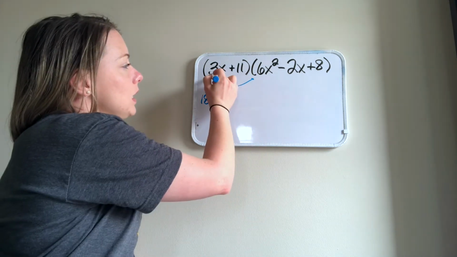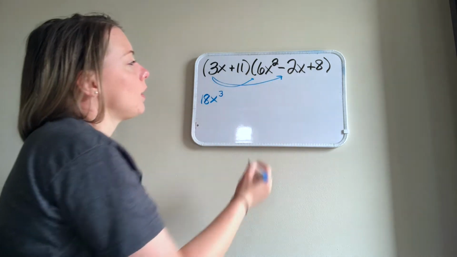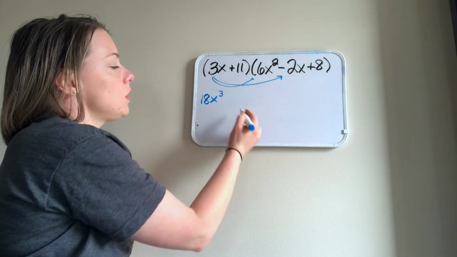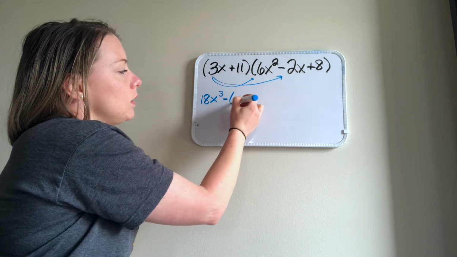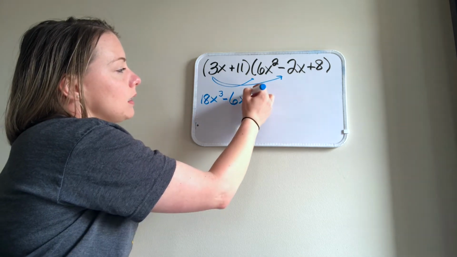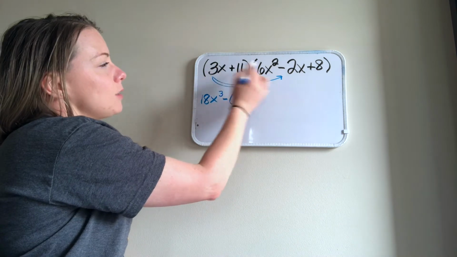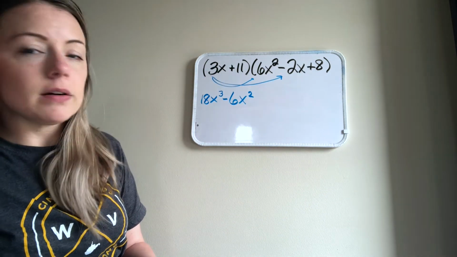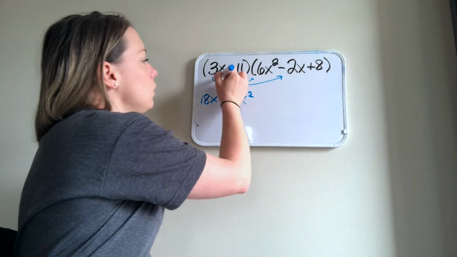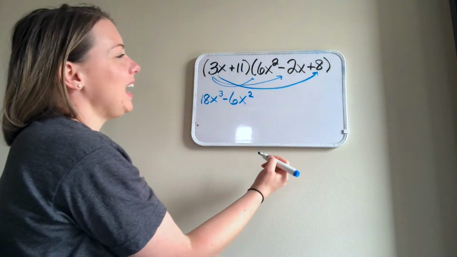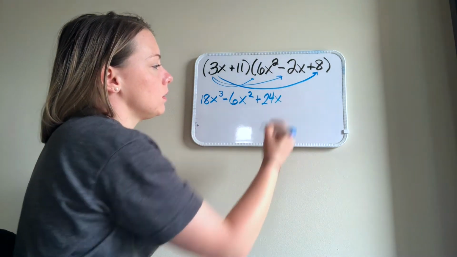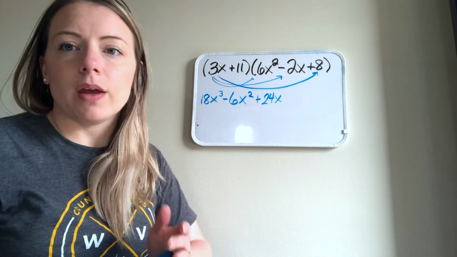All right, now I'm going to keep doing this. So I have 3x multiplied by a negative 2x, so I would get a negative 6x squared, because again, I have that exponent of 1 and I have that exponent of 1, and they have to add together. All right, then we're going to do 3x multiplied by 8, which produces 24x. All right, so we're halfway there.